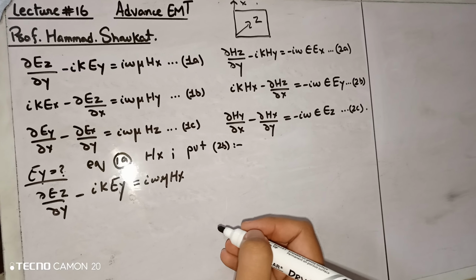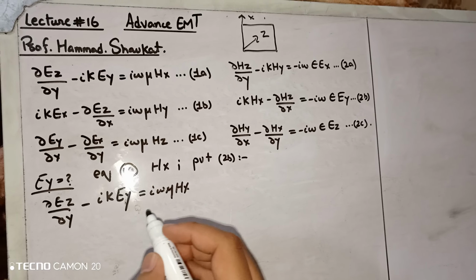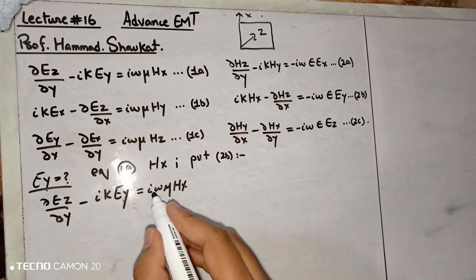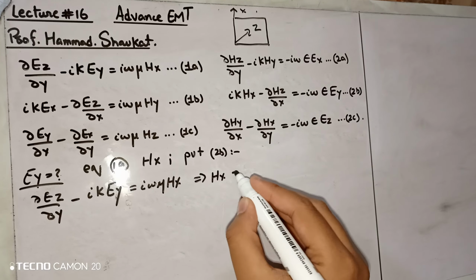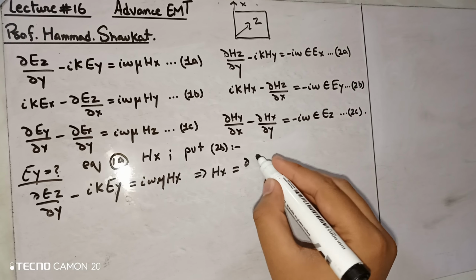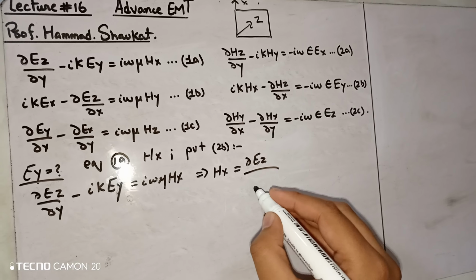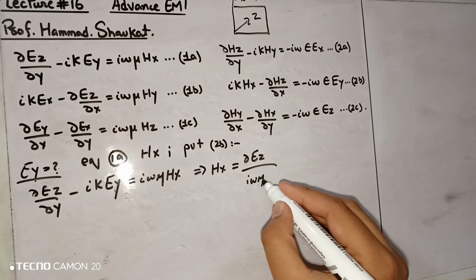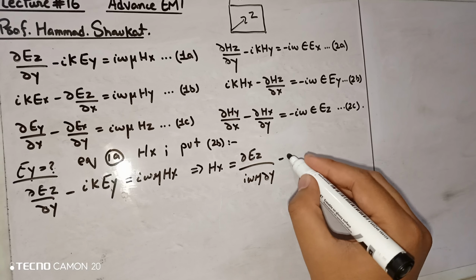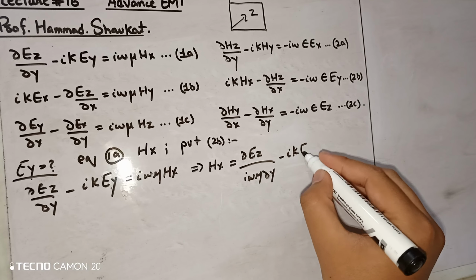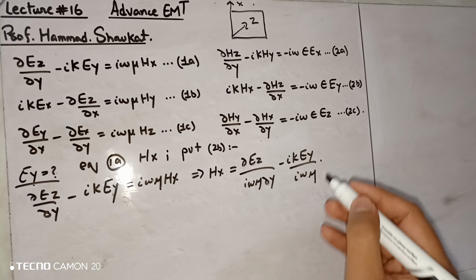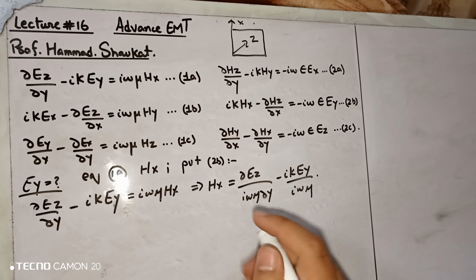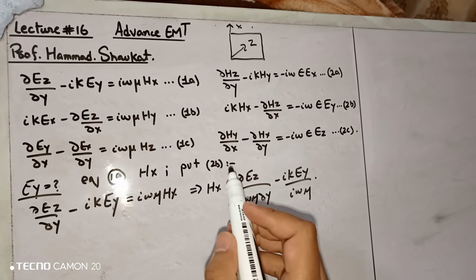Okay, this is your equation 1. If you have to find Hx from this equation, just divide iota omega mu to the other side. So your Hx becomes equal to partial Ez divided by iota omega mu partial y minus iota k Ey divided by iota omega mu. Now you have to put this value of Hx in equation 2b.